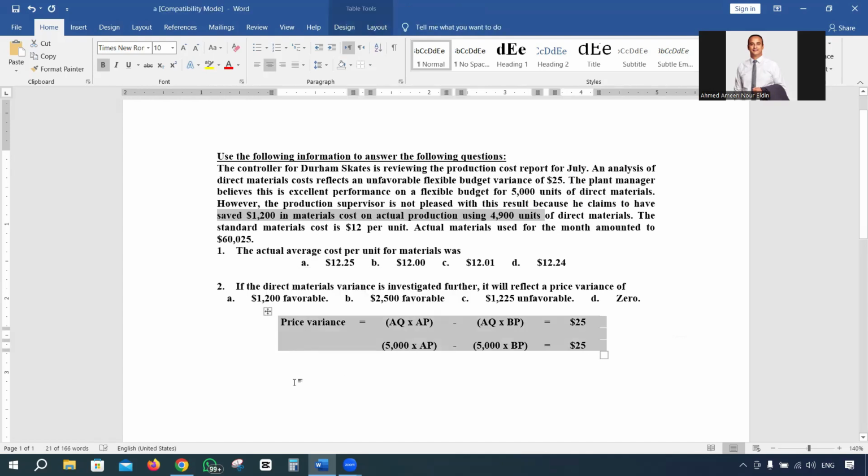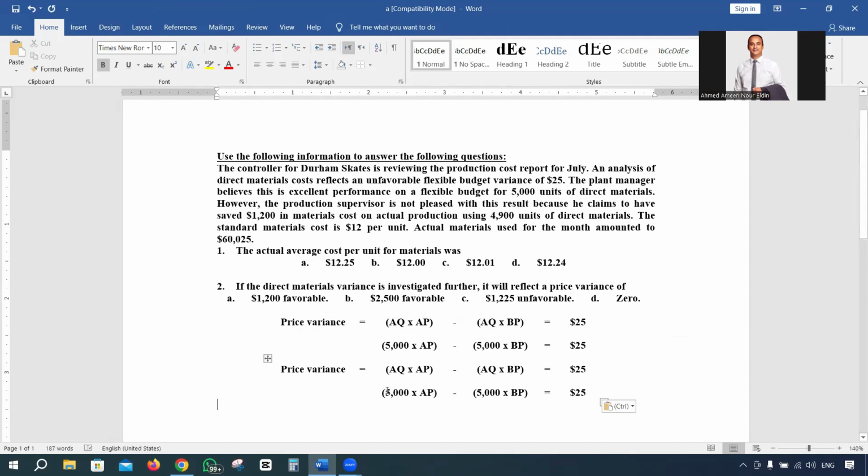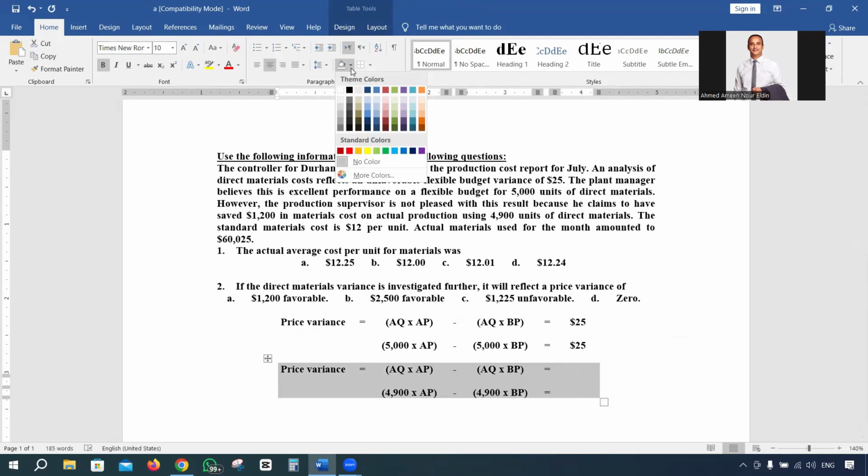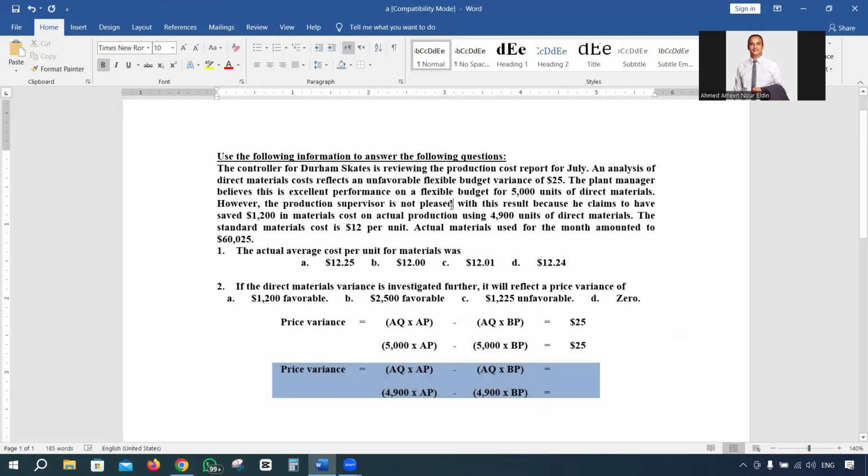So I'll repeat the equation below using 4,900 units, as the supervisor claims that the actual units is 4,900. The blue color below refers to the point of view of the production supervisor. The standard material cost is $12 per unit. Standard material cost means the budgeted price of $12.